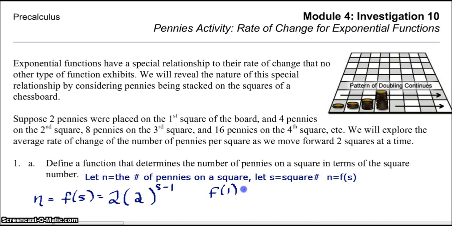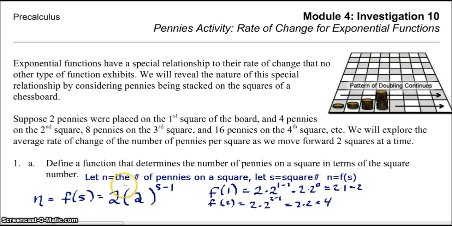Because if I'm on the first square, s is 1 minus 1. 2 times 2 to the 0, that's 2 times 1 equals 2. That's right. If I look at what happens on the second square, 2 minus 1 is 1, so 2 times 2 to the first, or 2 times 2, which is 4. That's correct. And then if I just multiply by another 2, I'll get 8 and then 16, etc.